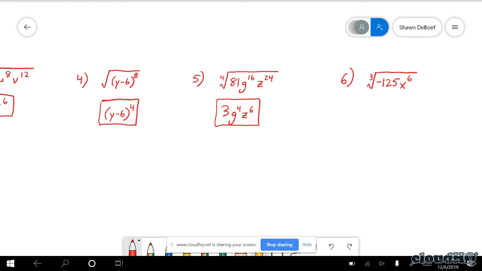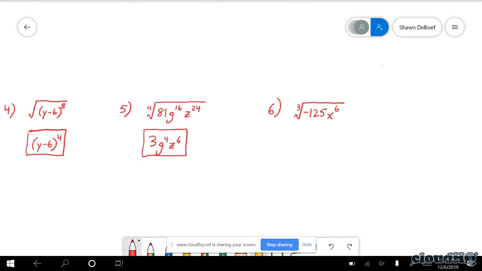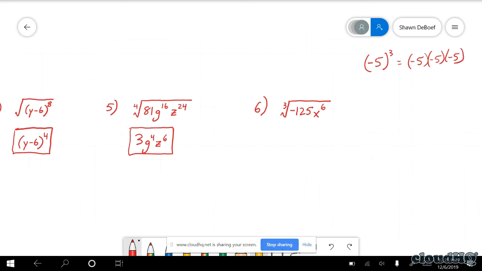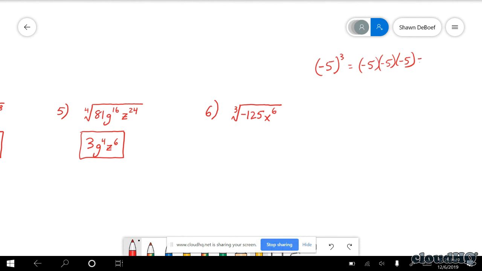Is there a number that you can cube that would give you negative 125? Negative 5 does. Think about a number to an odd exponent. We were dealing with squares before, but if we have something to the 3rd power, that means I'm taking negative 5 times negative 5 times negative 5. What's that ultimate sign going to be? It's going to be a negative 125.